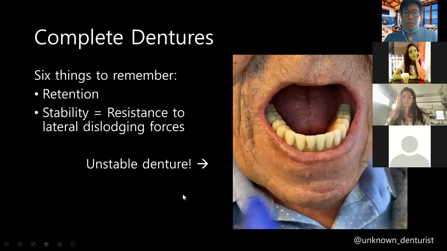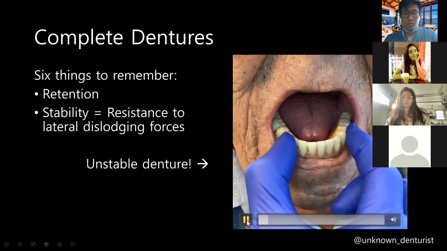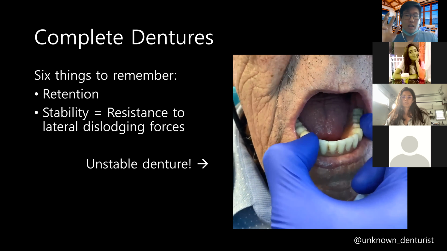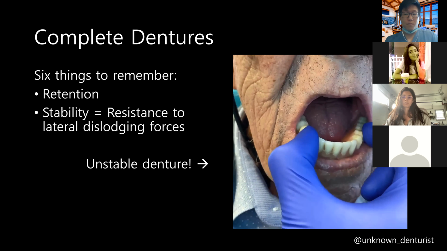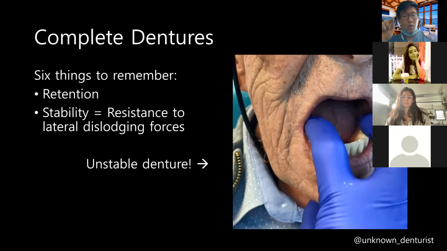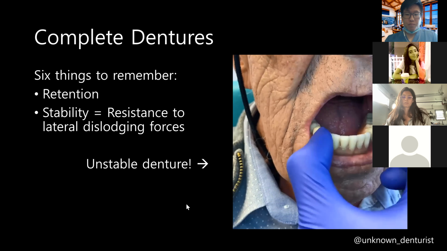Let me show an example of an unstable denture. You can see that he just moves it and it easily rotates and rocks, right? That's an unstable denture. You don't want it to rotate easily. You don't want it to tip easily. Okay.